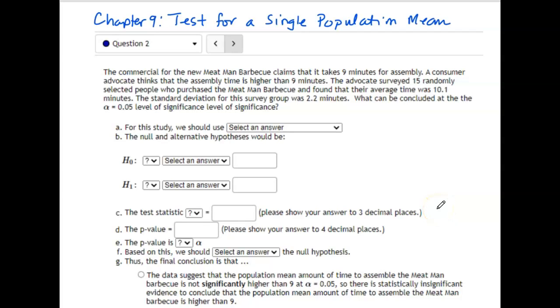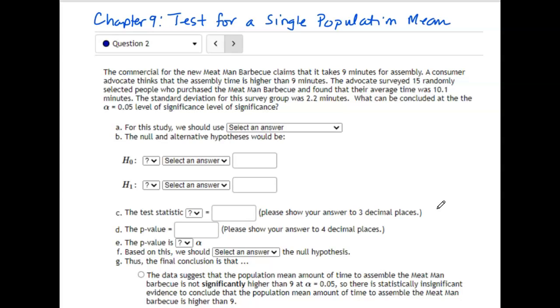Hello everyone, here's an example from Chapter 9 homework, test for a single population mean. The commercial for the new Meat Man barbecue claims that it takes 9 minutes for assembly. A consumer advocate thinks that the assembly time is higher than 9 minutes.